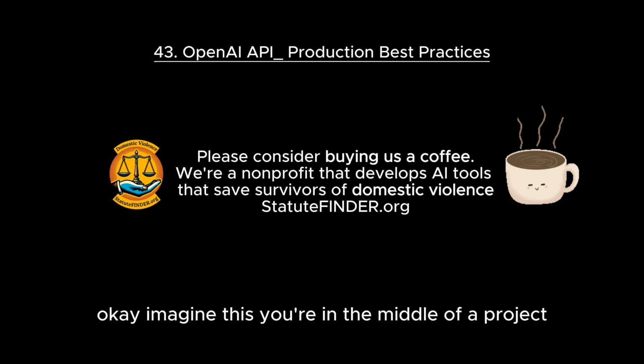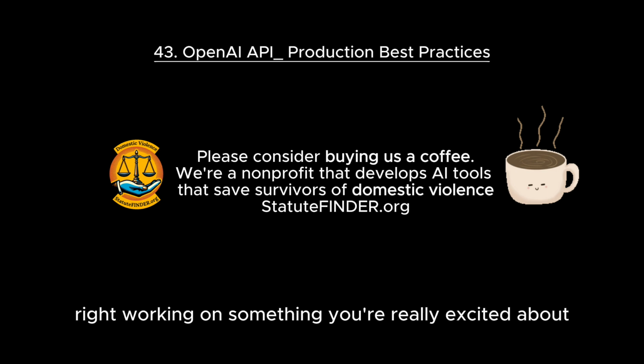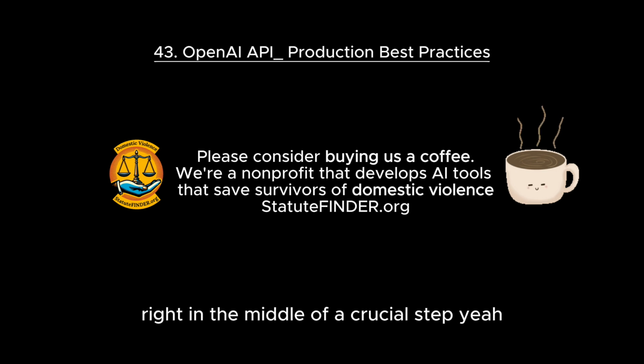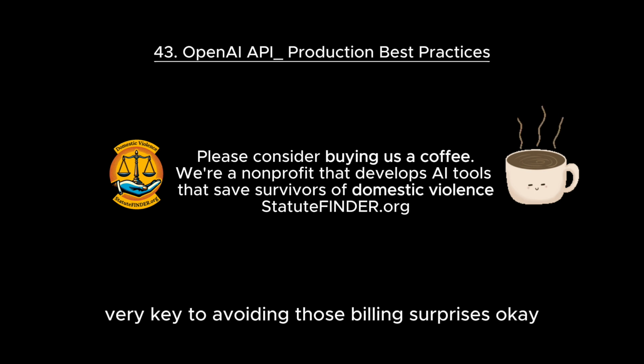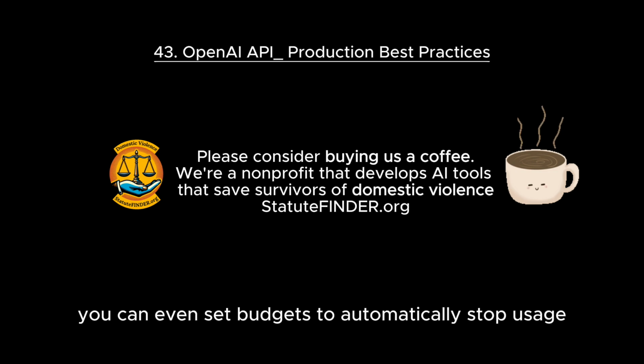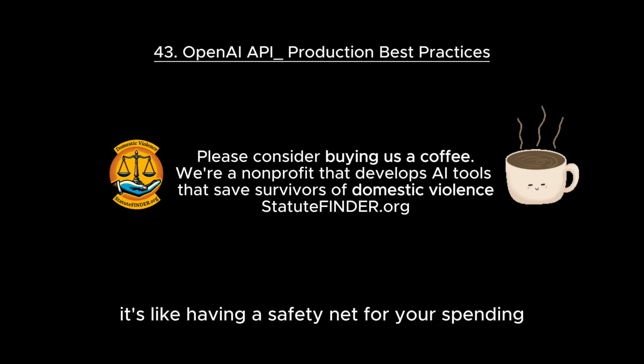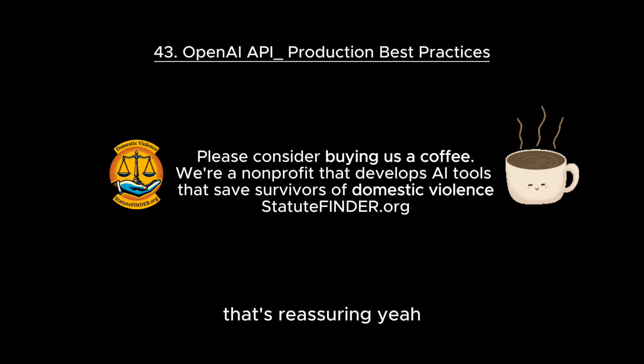Imagine this. You're in the middle of a project, working on something you're really excited about, and suddenly, boom, you hit your limit right in the middle of a crucial step. That would be a major roadblock. So notifications are key, very key to avoiding those billing surprises. You can even set budgets to automatically stop usage when you reach a certain threshold. It's like having a safety net for your spending. That's reassuring. So we've got organizations, we've got billing sorted.